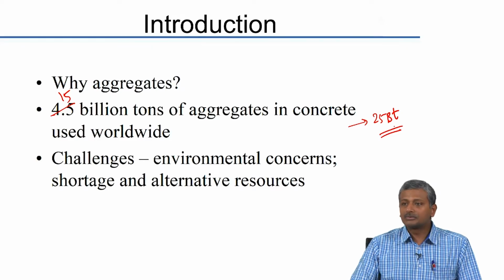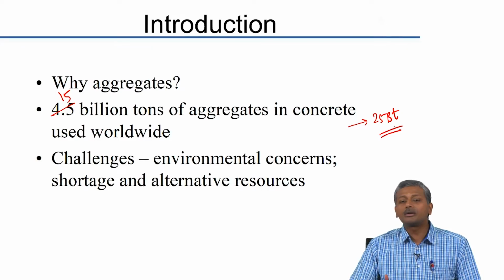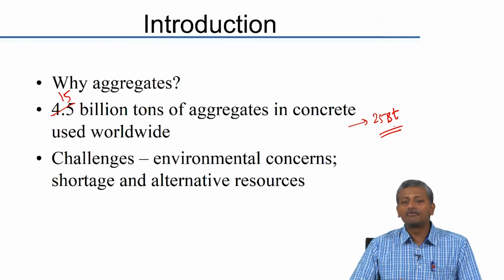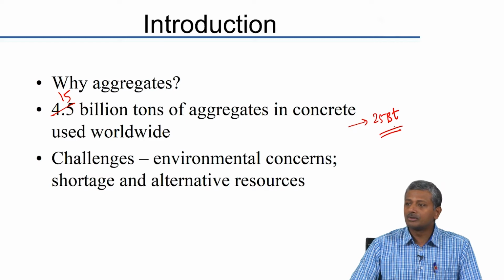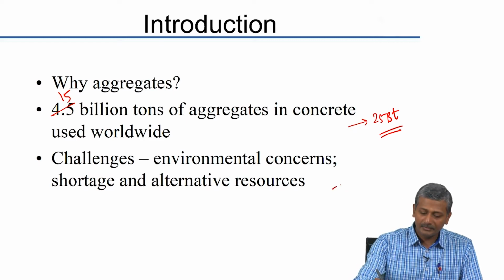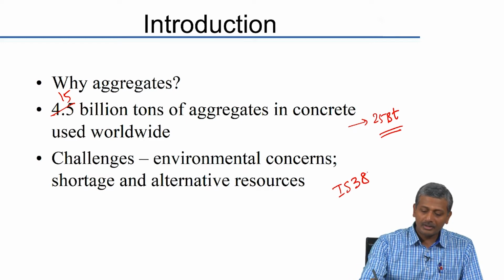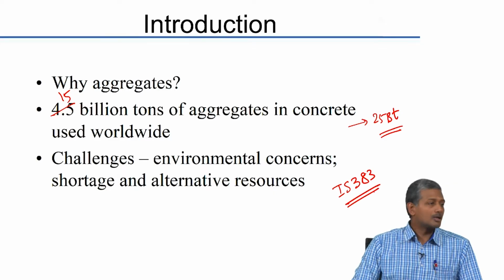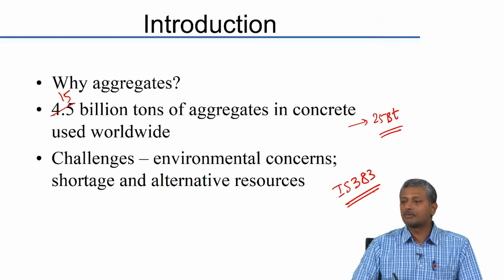Now, the challenge is to find the alternative sources for aggregate. You might have heard of some of these already. And if you look at the aggregate standards, you know what the aggregate standard is? IS 383, the standard for coarse and fine aggregates for concrete. If you look at that, it will tell you a host of different resources from which you can actually get the material to make your concrete aggregate.